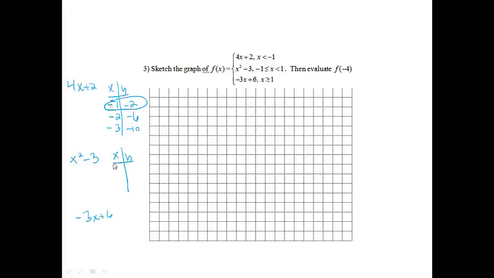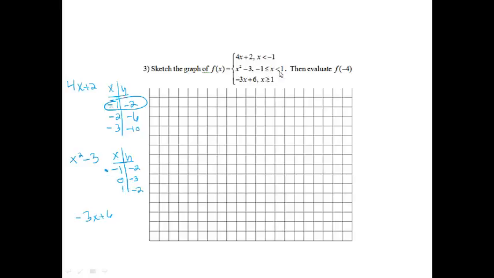So I've got my xy table. This one is between negative 1 and 1, so negative 1, 1. I think I'll just put 0 in between. And then if I plug in negative 1, negative 1 squared is 1, 1 minus 3 is negative 2. If I plug 0 in, 0 squared is 0, minus 3 is negative 3. If I plug 1 in, 1 squared is 1, minus 3 is negative 2. And I do know that this is going to be the shape of a parabola because it's a squared graph. Now I'm going to look at my endpoints. There's an equal sign on this one, so I know that that's going to be a closed circle.